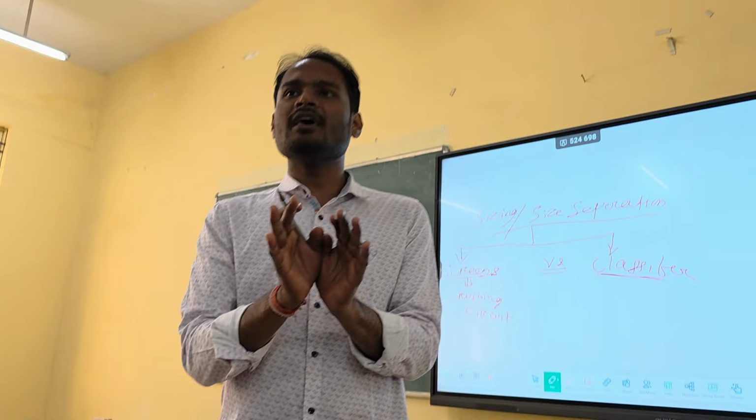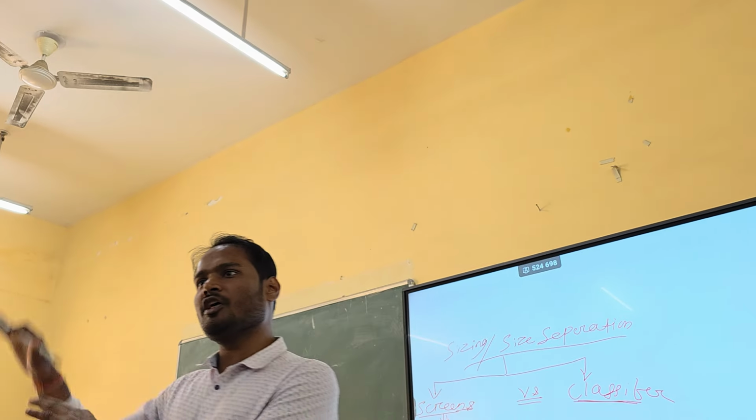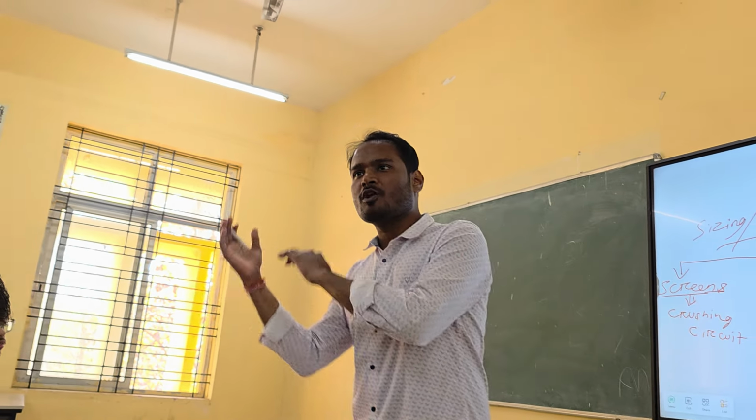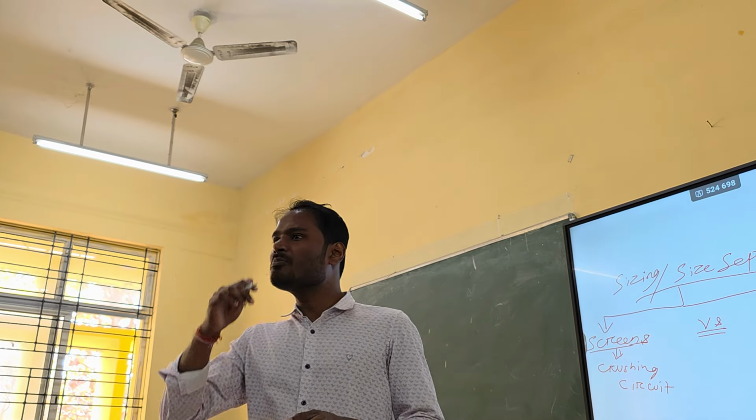So that means I can simply say I will have a screen first, then I will have a crusher, then again I will have a screen. Fine? First there will be a screen, then there will be a crusher, then again there will be a screen. Suppose again there will be a crusher, again there will be a screen. So this will go on actually, right? Because oversize always returns back into the crushers. So that becomes closed circuit.